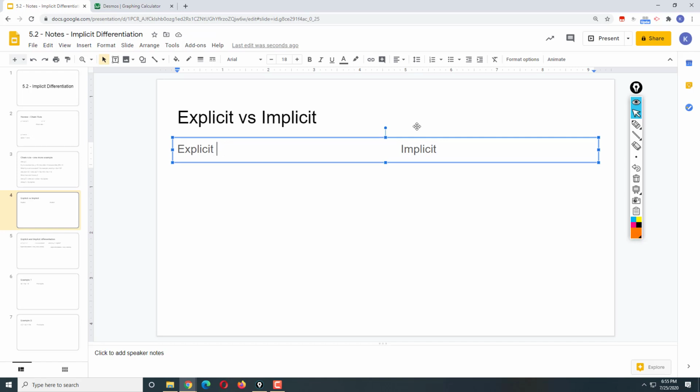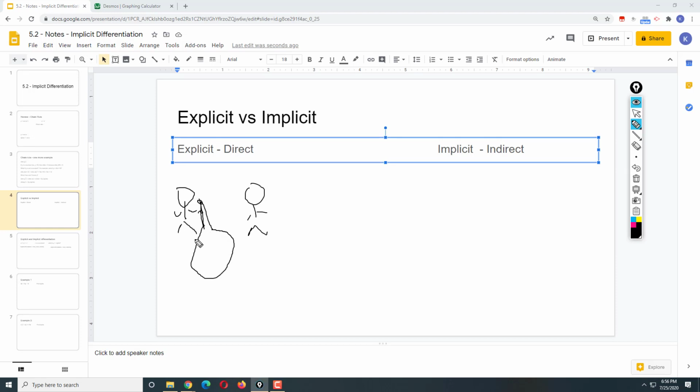Explicit means direct. Implicit means indirect, so not direct. So, for example, if you have two people, and the first person tells the second person, "You are ugly." Well, that's very direct. That's explicit.